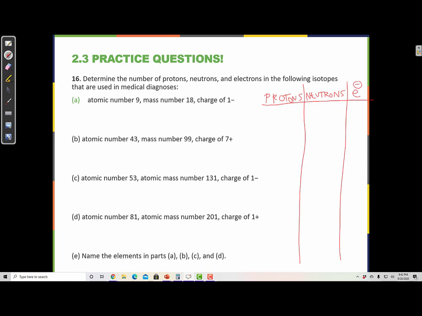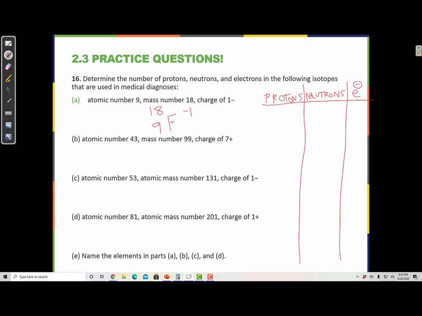Alright, so atomic number 9, mass number 18, charge of -1. If we look this up on the periodic table, we see that the element with an atomic number of 9 is fluorine. So here's what the isotope symbol would look like for this particular isotope.